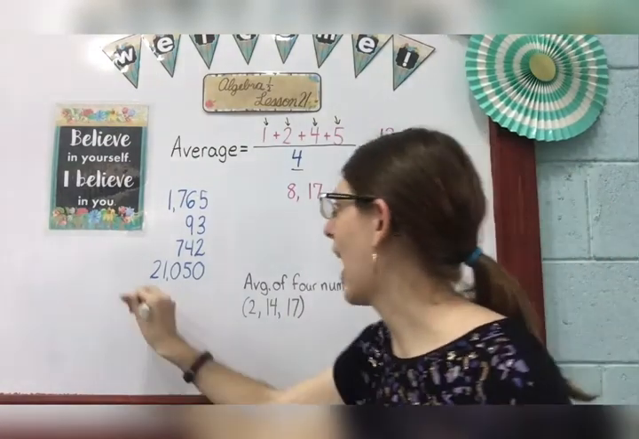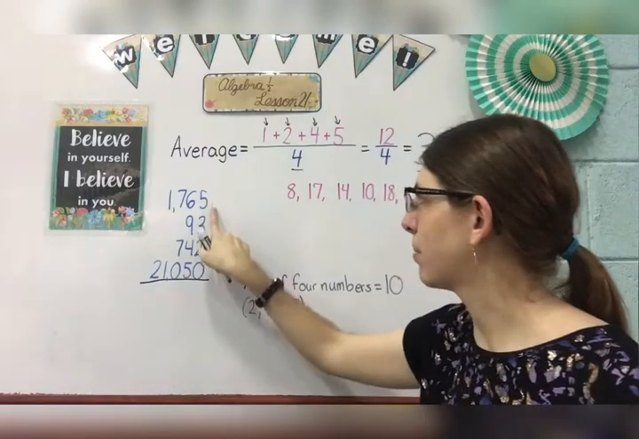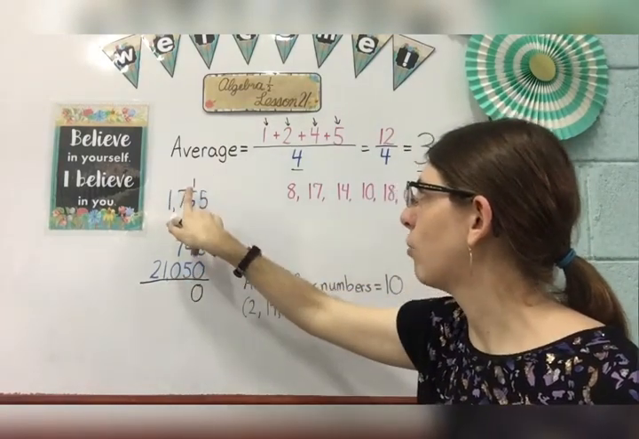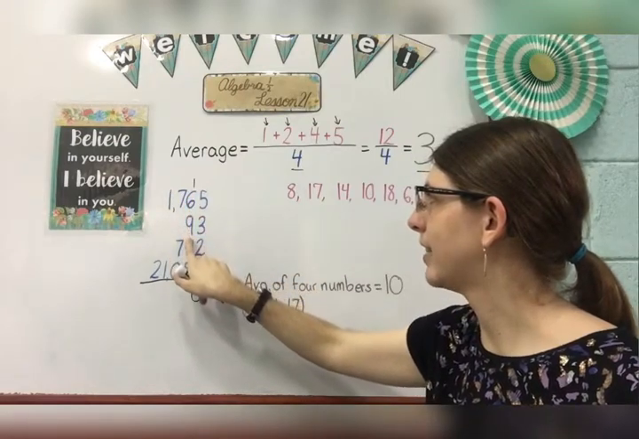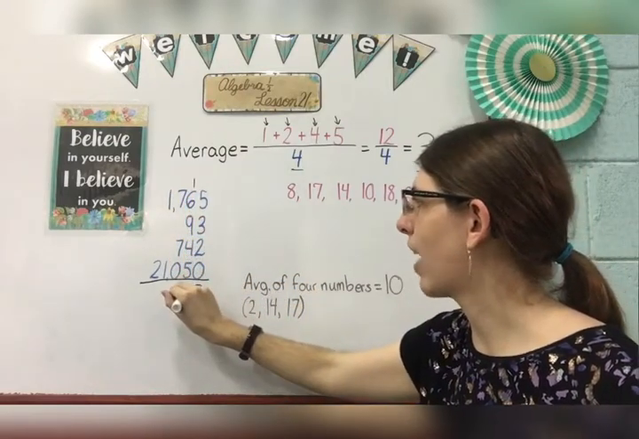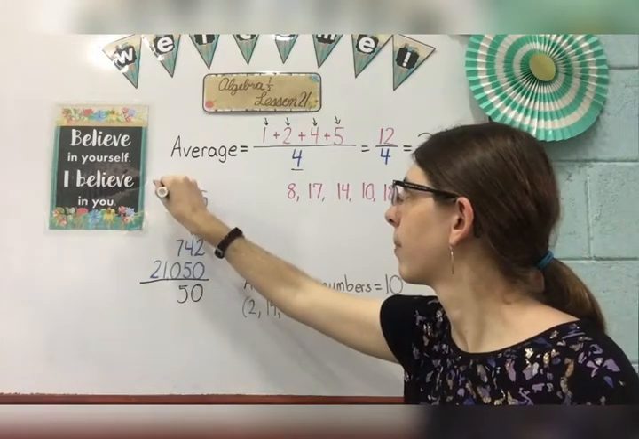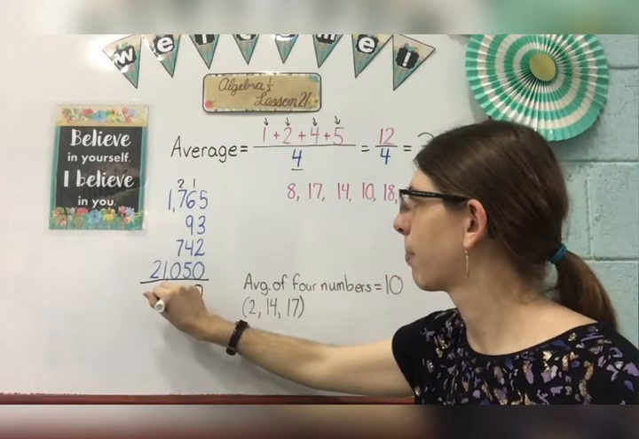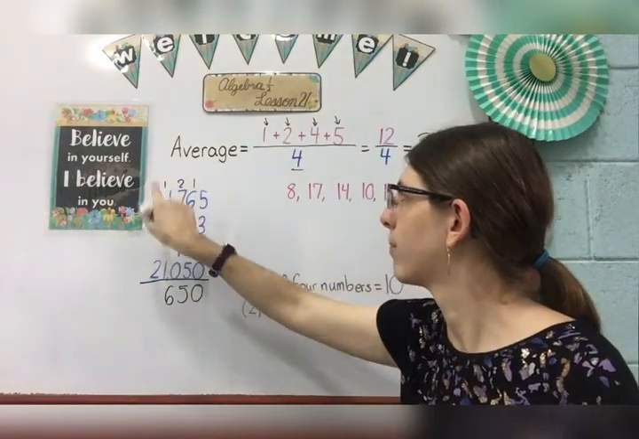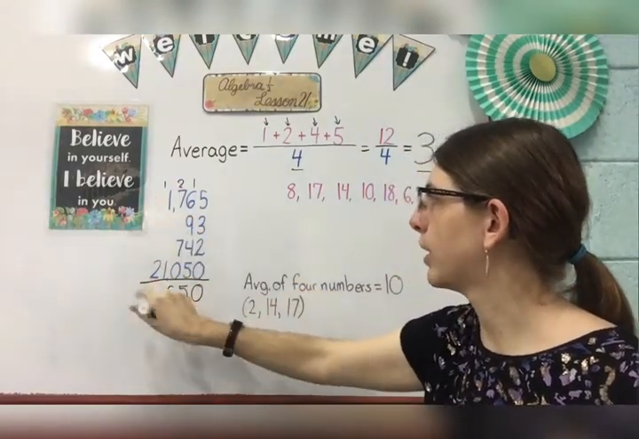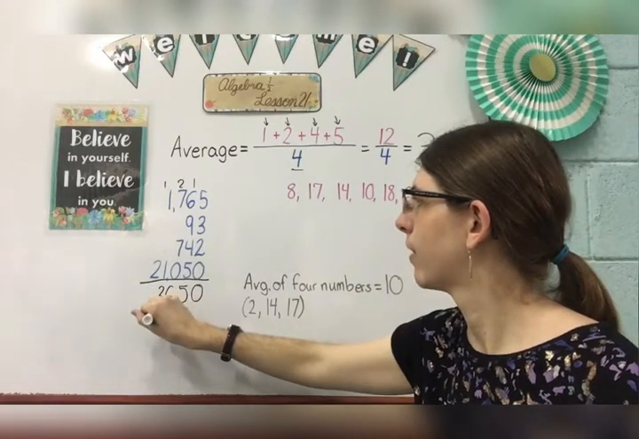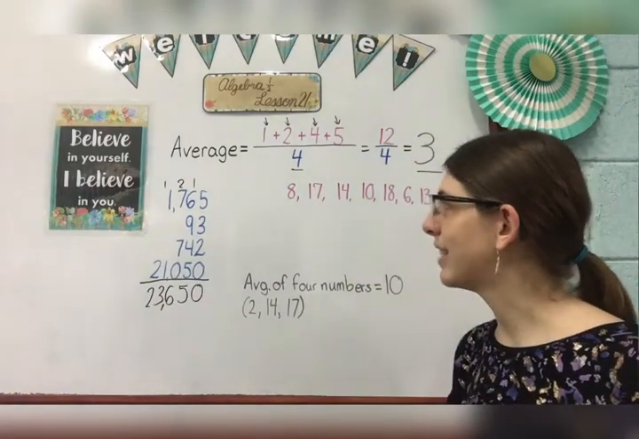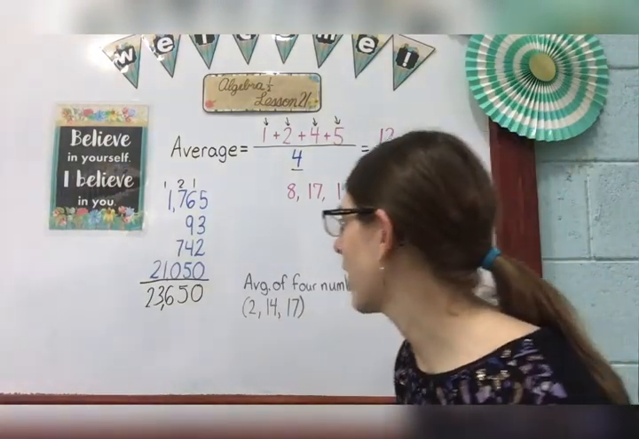Well, we start by adding everything up. 5 plus 3 is 8, plus 2 is 10, plus 0 is still 10. 1 plus 6 is 7, plus 9 is 16, plus 4 is 20, plus 5 is 25. 2 plus 7 is 9, plus 7 is 16. 1 plus 1 is 2, plus 1 is 3. Carry nothing, so we bring down our 2. 23,650. That's what we got as our answer.